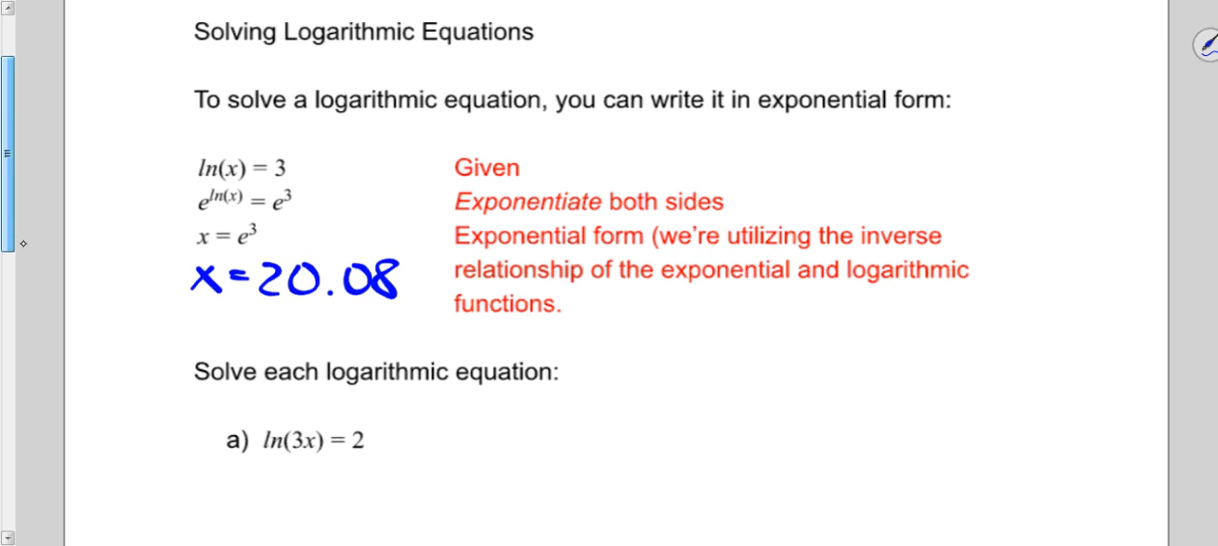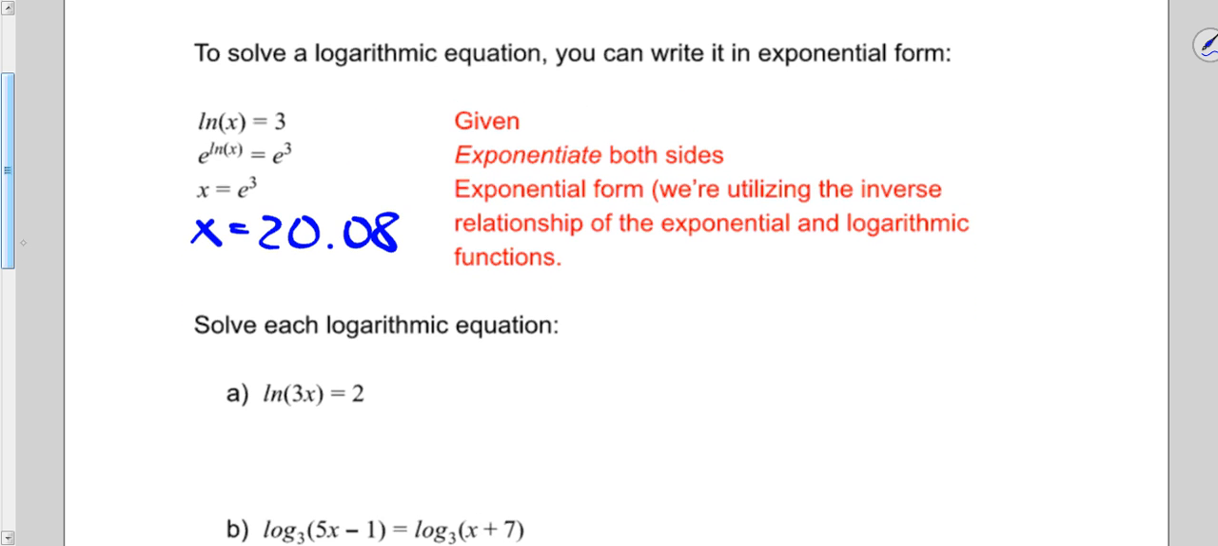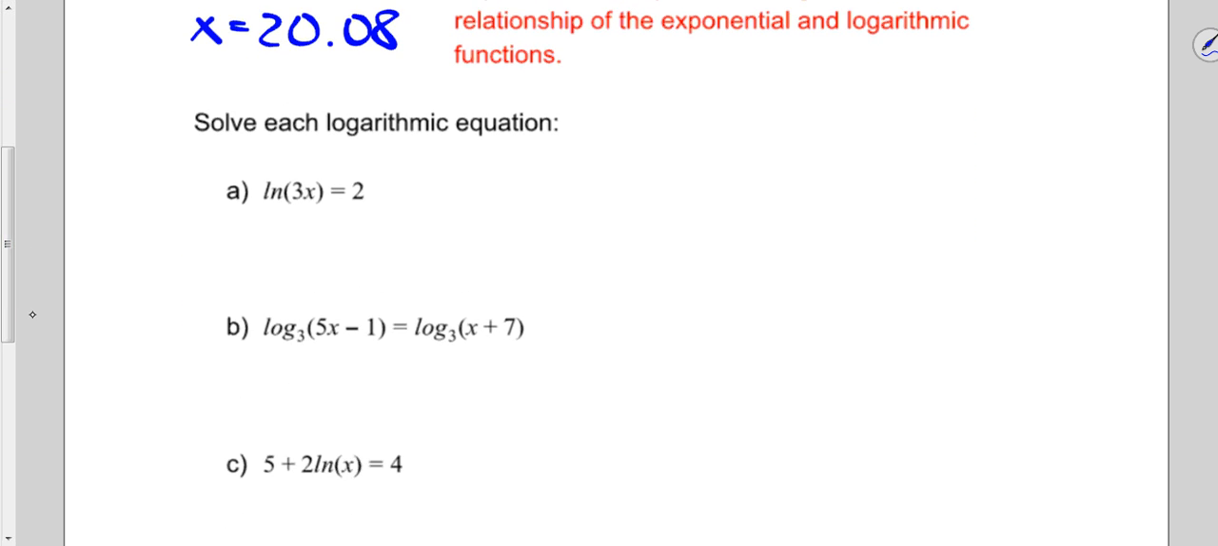Okay, so let's solve this first logarithmic equation. Natural log of 3x equals 2. The first step is we exponentiate both sides. What base would we exponentiate to? E. Why e, Henry? Because the base of that log is e. So e to the natural log of 3x equals e squared.